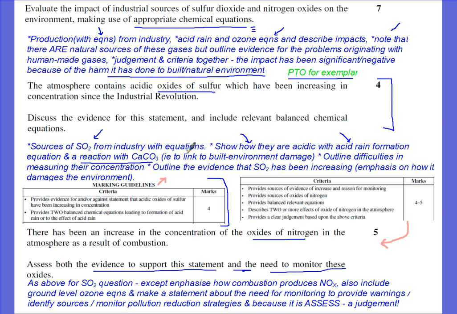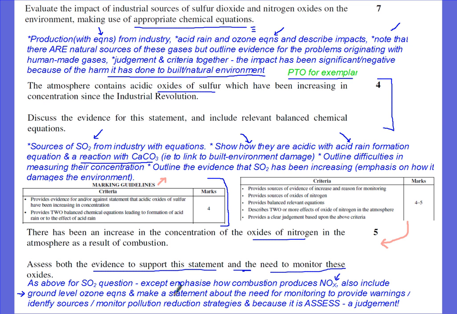First of all, it's going to be basically exactly the same as the question above, except this time we're focusing on nitrogen oxide. So it's all the same as above question with sulfur dioxide, except to emphasize how combustion produces nitrogen oxides, so equations of nitrogen oxides and how they're produced in combustion. I'd also introduce the ground level ozone issues as well, because that's one of the problems these gases form.